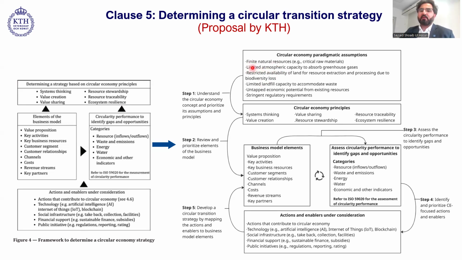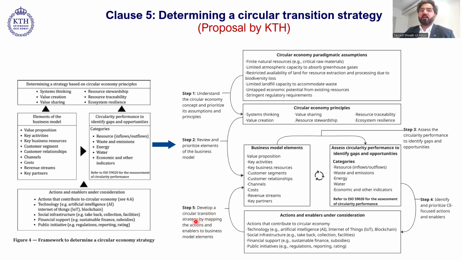So what is the main assumption or main driver for which you want to go towards circular economy? And then the rest of the things are same. Step 1 is understanding the circular economy concept and prioritizing the assumptions and principles. Step 2 is reviewing the prioritized elements of the business model. Step 3 is assessing circularity performance to identify gaps and opportunities. Step 4 is identifying and prioritizing CE-focused actions and enablers. And in the last step, you develop your strategy, basically.